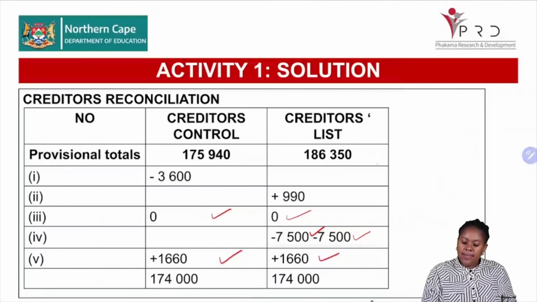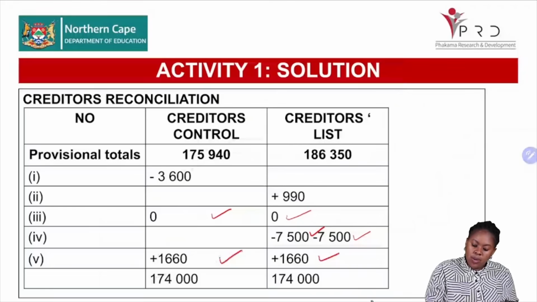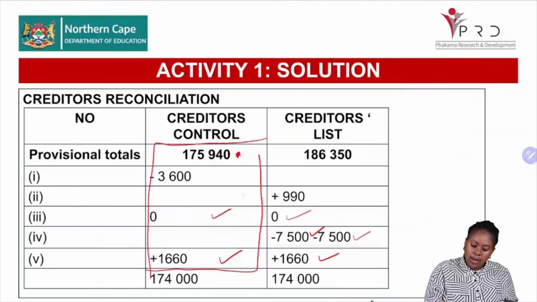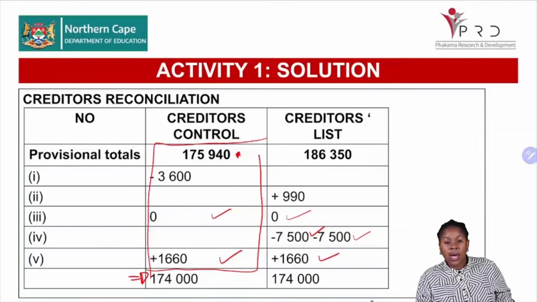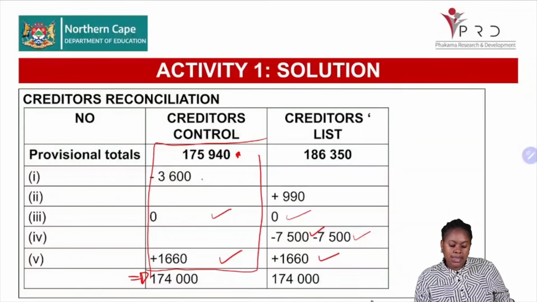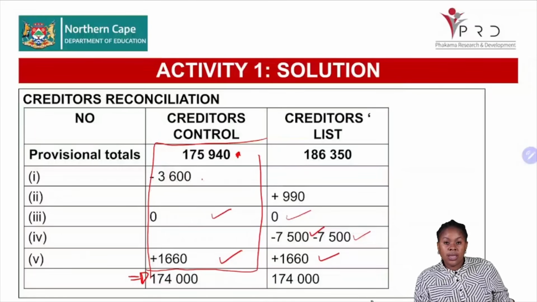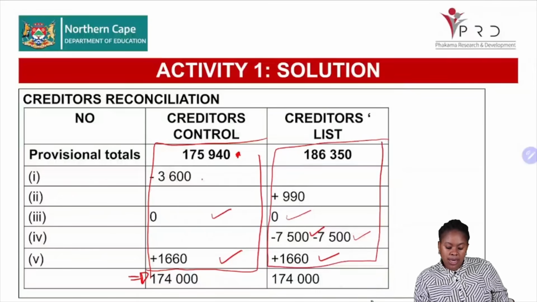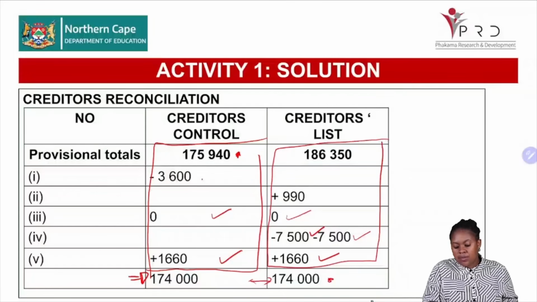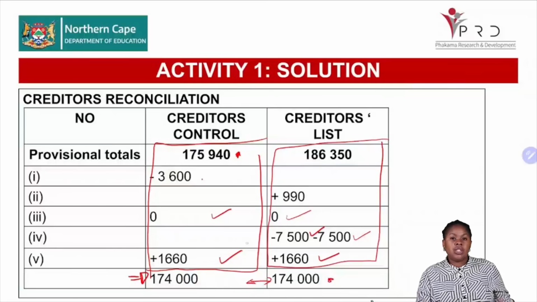Do you see that? And then what do you do at the end? You are going to add everything together. Remember to always add this amount, okay? Add everything together. It will give you your 174,000. You add it according to the sign. So you will say 175,940, subtract 3600, add 1660, and that will give you your 174,000. Same applies on this side as well. You are going to add and subtract accordingly, and it will give you your total. And if you look at this, then you have done your creditors reconciliation successfully.